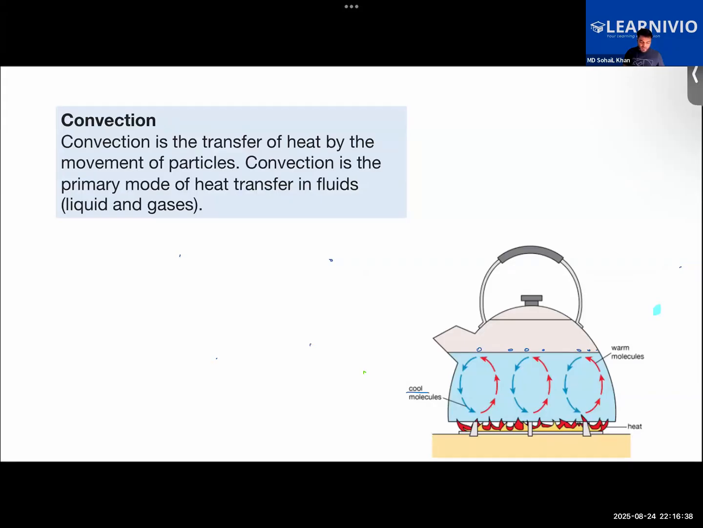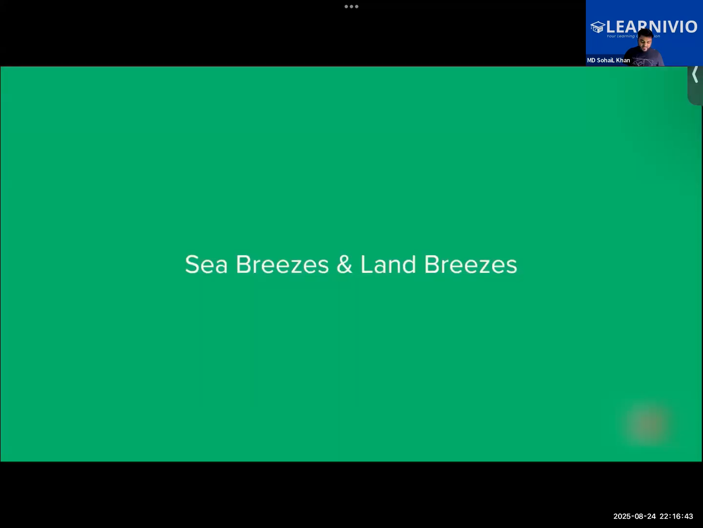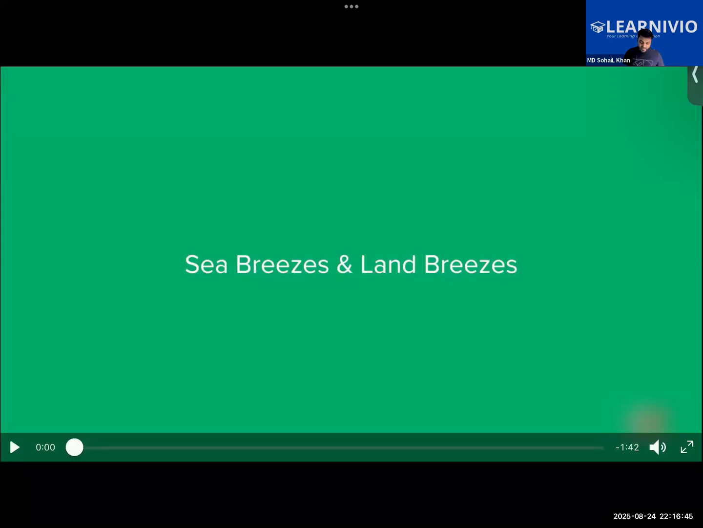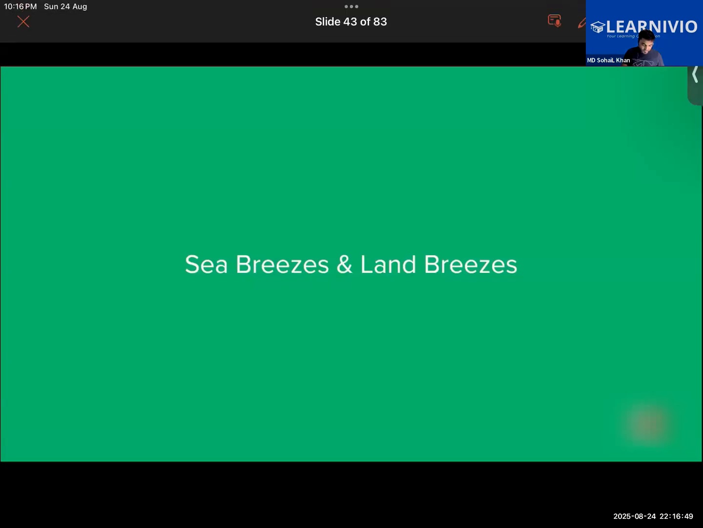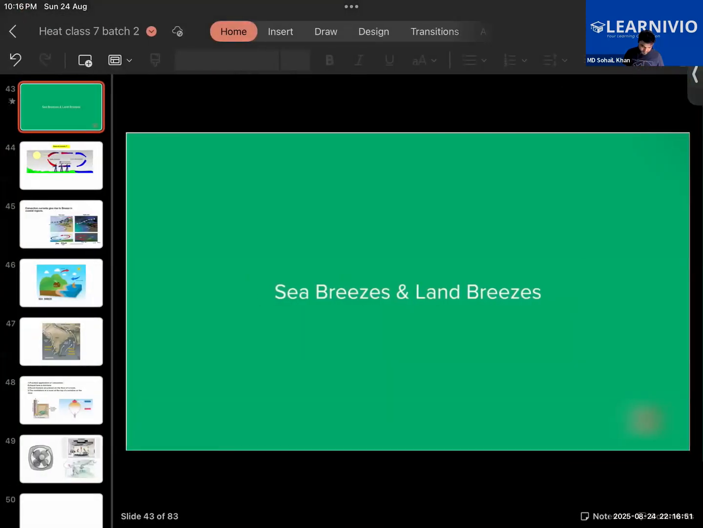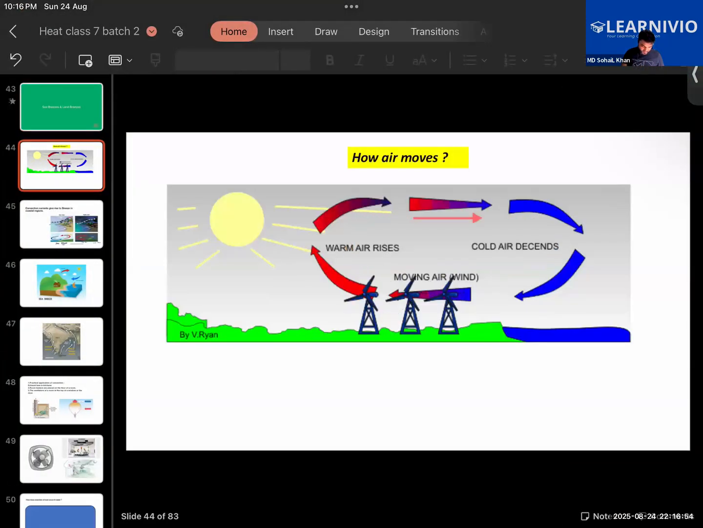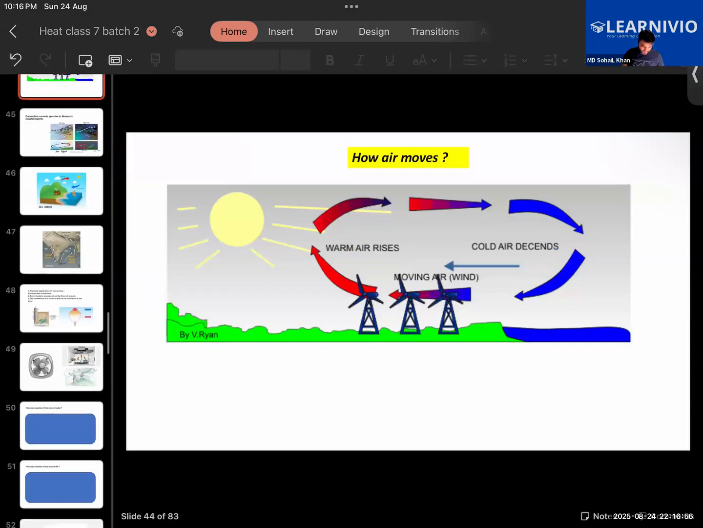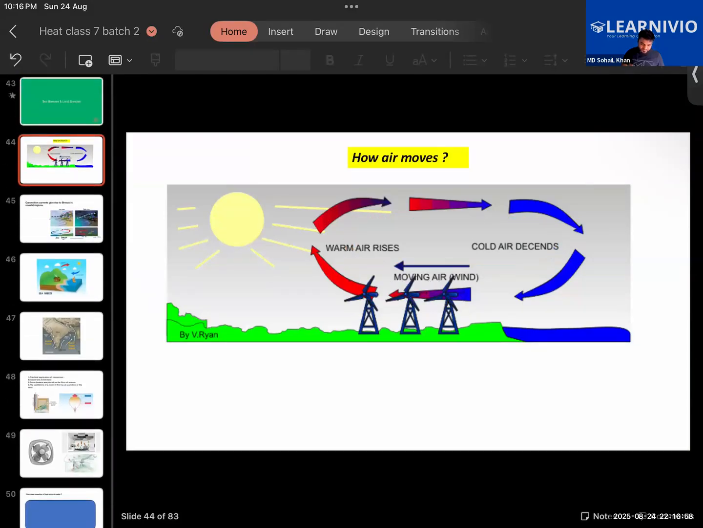So convection happens in the liquid, but it happens in the gaseous medium also. So we have some practical daily life examples of that also. But first of all, let's learn about the convection current. I mean to say convection in the air.